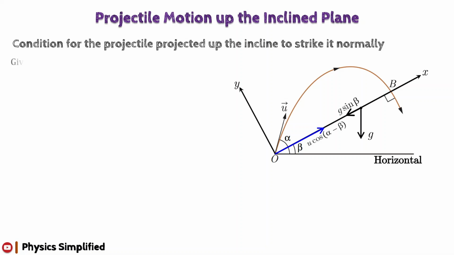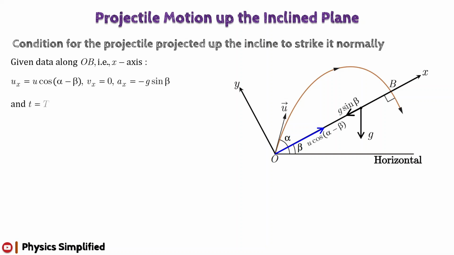The data available to us for the motion along the positive x-axis are as follows. Initial velocity along x-axis, u suffix x, is equal to u cos alpha minus beta. Acceleration along x-axis, a suffix x, is equal to minus g sine beta. Final velocity along x-axis, v suffix x, is equal to 0, and time is equal to time of flight, that is, 2u sine alpha minus beta, divided by g cos beta.